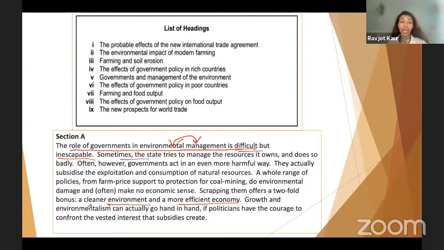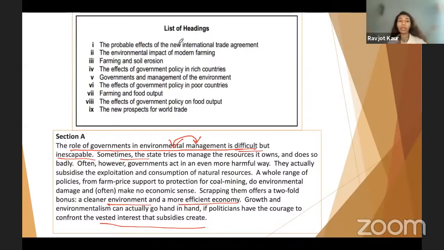Growth and environmentalism can actually go hand in hand if politicians have the courage to confront the vested interests that subsidies create. So now this overall paragraph talks about the government and the environmental management, and you all are giving the correct answer. Awesome job, everyone. This basically talks about fifth, but we're going to read each and every heading one by one.